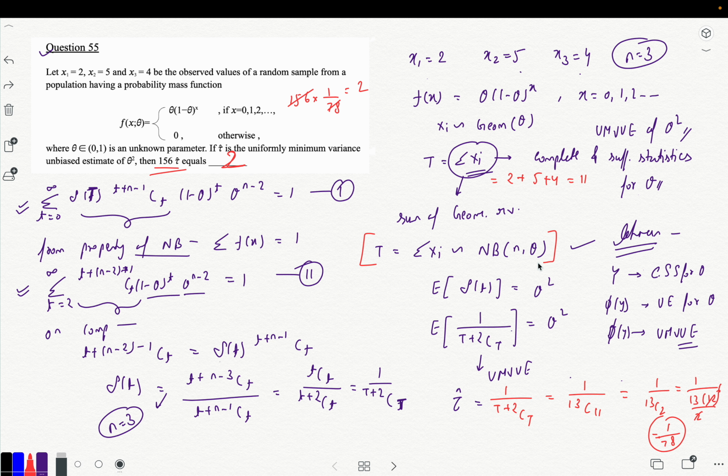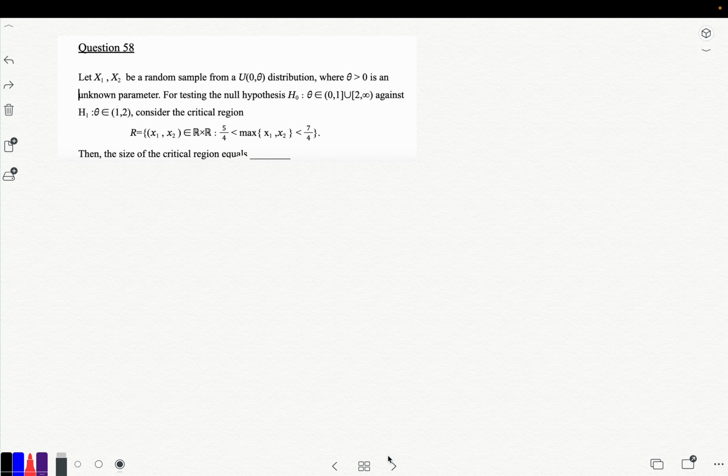So that's it for question number 55. That is the completion of this question. I have told you the whole procedure of what is happening in this question, but when you do it in the exam and you know the concept, it would not take that much time. Of course, I'm telling you the whole procedure right now. Now let's see the next question, that is question number 58.